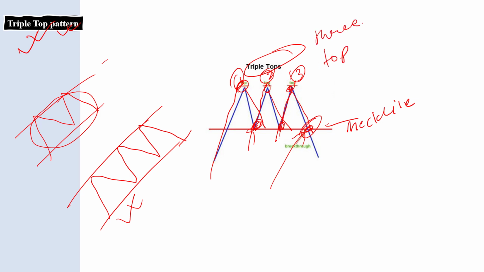Or triple top. Here you can take the entry, and the stop loss should be above the middle top, but ideally it will be this one, and the target will be the height between the support, that is the neckline, and the top. So let's see an example of what a triple top looks like.